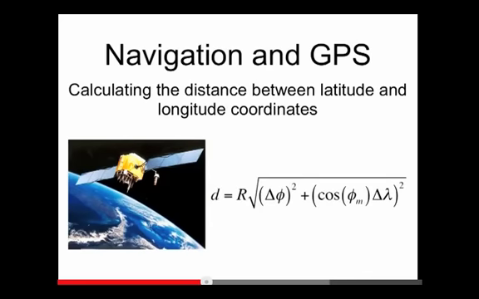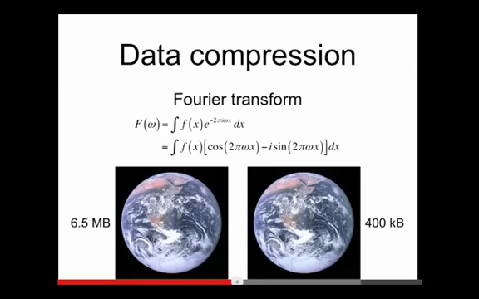How about navigation and GPS? When calculating the distance between nearby latitude and longitude coordinates, you can use the following equation, which of course contains the cosine of your current latitude. And then there's data compression. Here are two images of the Earth. The one on the left requires 6.5 megabytes of disk space, while the one on the right requires 10 times less space, only 400 kilobytes.